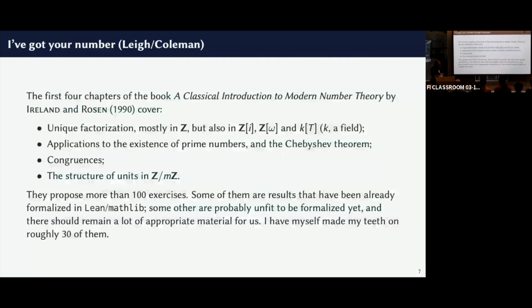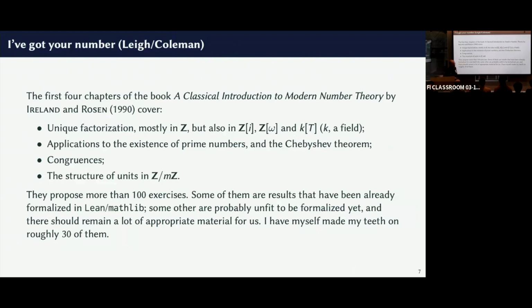So, UFD. I'm probably going too fast, but that's okay. The first 4 chapters of the book, Ireland and Rosen, cover these 4 topics. The first one is called unique factorization, and it's essentially about integers, but sometimes about Gaussian integers, Z[i], a bit of Eisenstein integers, and polynomials over a field. There is a second chapter, which is of a very different nature. It is applications of unique factorization. And in fact, it goes towards the infinitude of prime numbers.